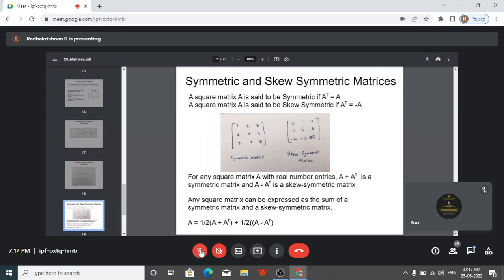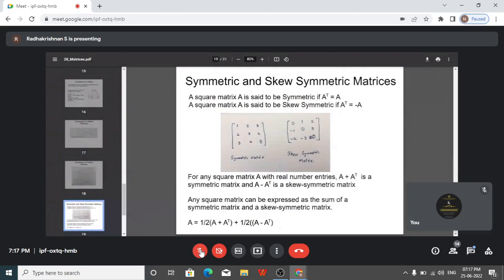There are a couple of interesting properties for any square matrix A with real number entries. A plus A transpose is a symmetric matrix. Okay, so we'll verify it in the next slide. We'll do a problem to verify this. But you should remember that A plus A transpose is a symmetric matrix, and A minus A transpose is a skew symmetric matrix. Okay.